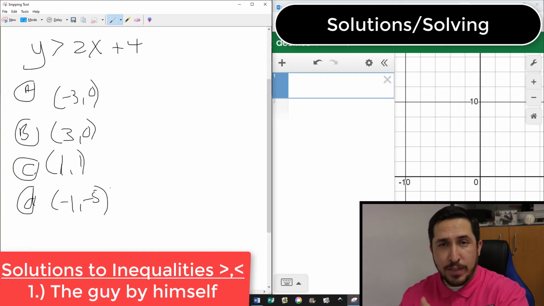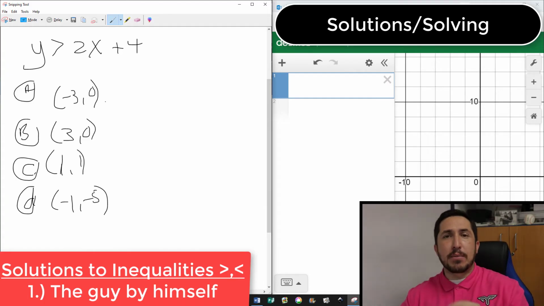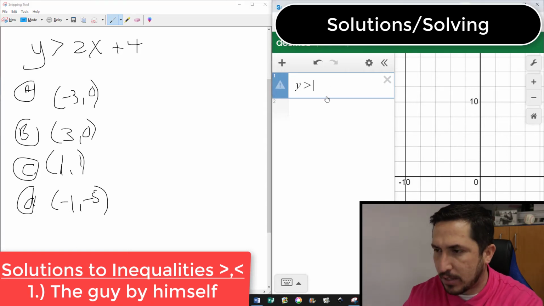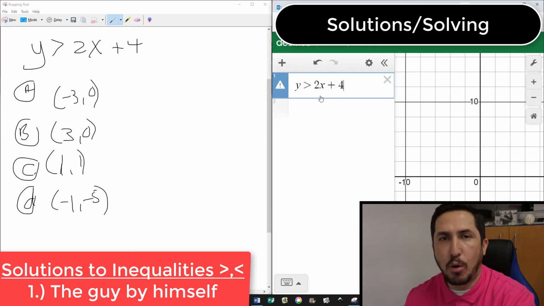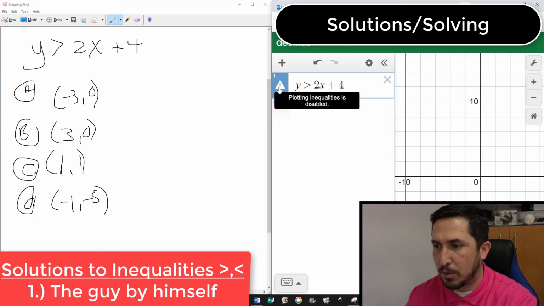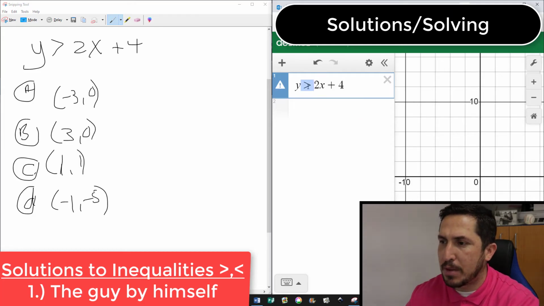All right, next one. Sorry for the handwriting, but check it out. The next one, they might ask you for solutions that look like this. Which of the following points is a solution to this guy? All you gotta do, type in y symbol 2x plus 4. Oh shoot, you can't type the symbol in. I don't know, inequality is disabled, I don't know what that even means.